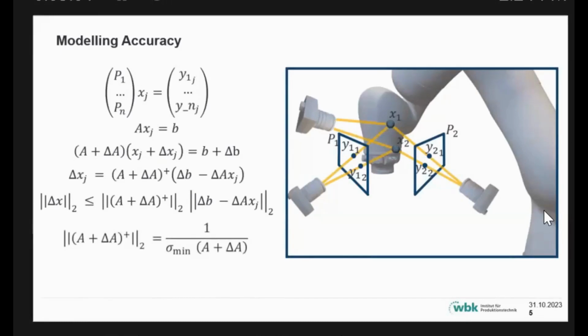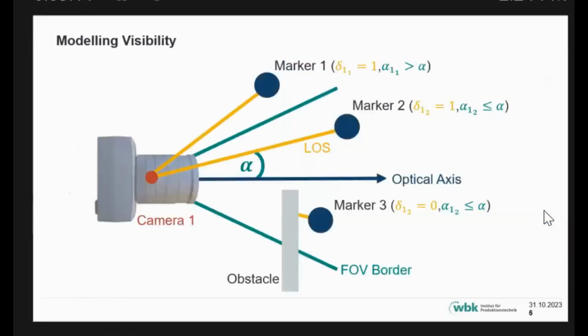That basically means if you want to have a camera system that triangulates particularly well, we want to maximize this smallest singular value. Now, modeling visibility, rather straightforward.